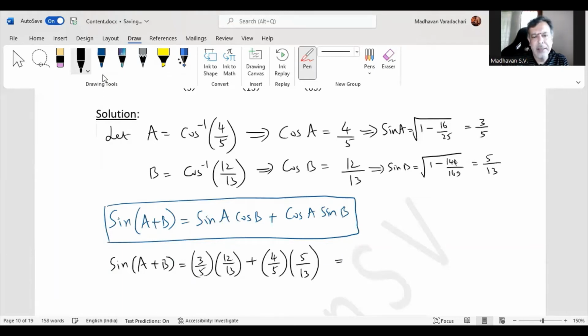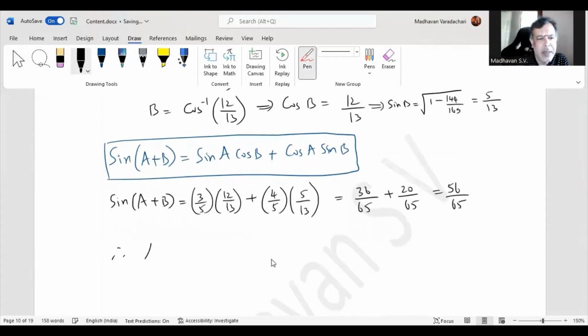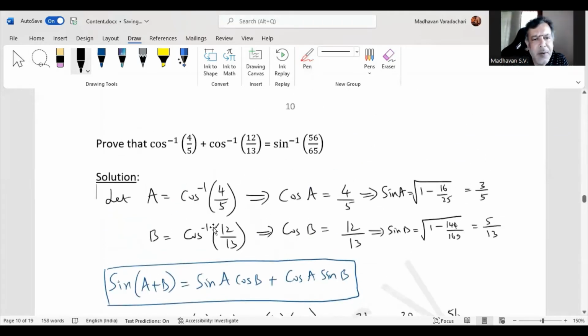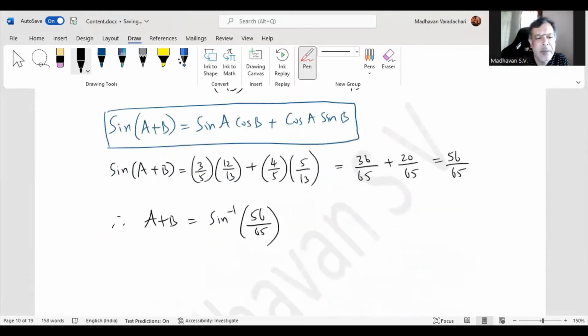Now if we add this, we get 36 by 65 here, and this is 20 by 65, which gives you 56 by 65. So therefore, our A plus B is nothing but sine inverse of 56 by 65. A plus B is nothing but our left hand side, because we consider this as A, this as B. So it is our left hand side, and sine inverse of 56 by 65 is our right hand side. Hence the proof.